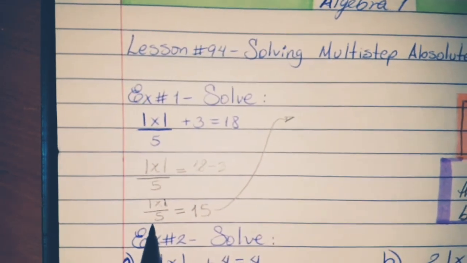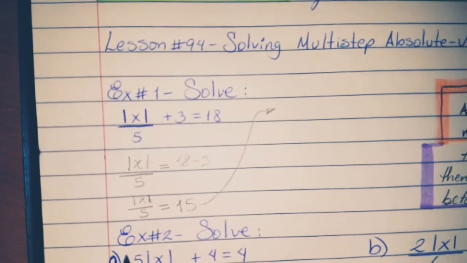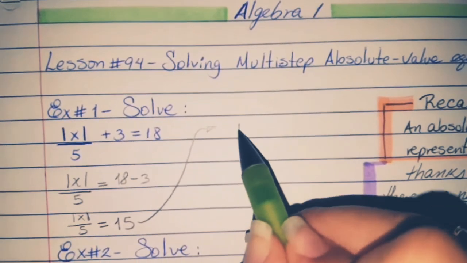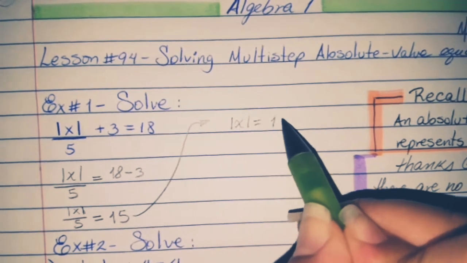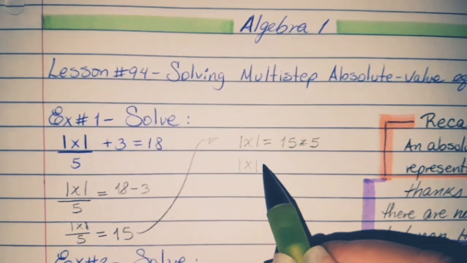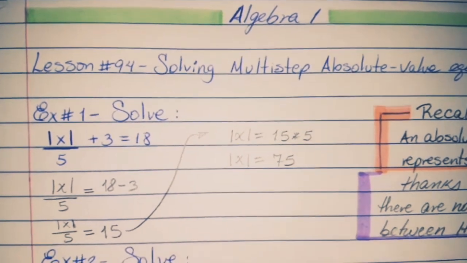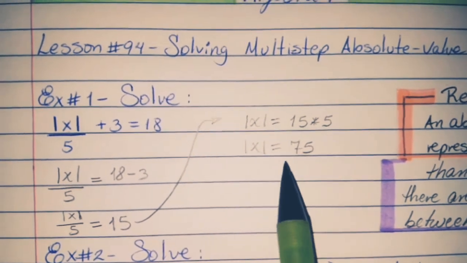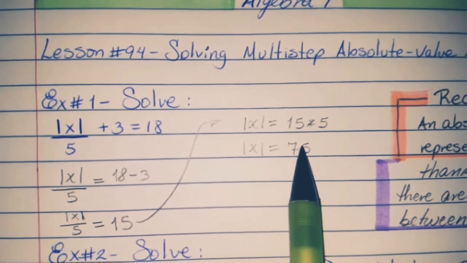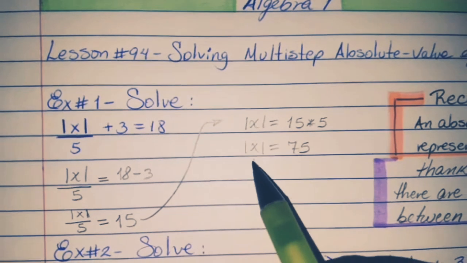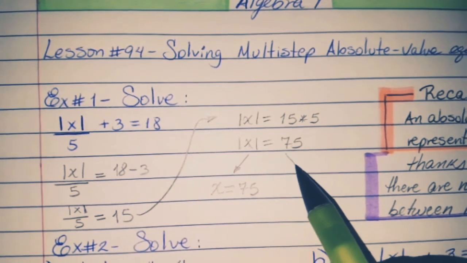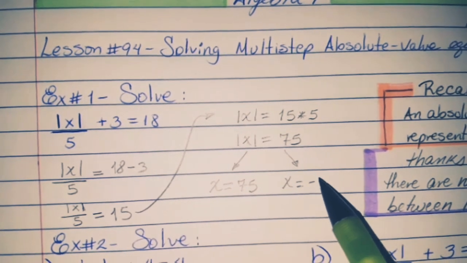The 5 is dividing. Inverse operation of division is multiplication. So the 5 goes on this side of the equation, multiplying the 15. Absolute value of x equals 15 multiplied times 5. Absolute value of x equals 75. Now, what this tells me is that there is a number inside that has a distance of 75 from 0 on the number line. So that number is either x equals 75 or x equals negative 75.